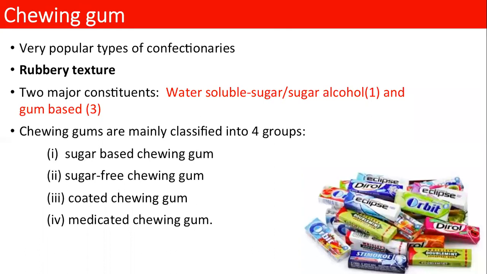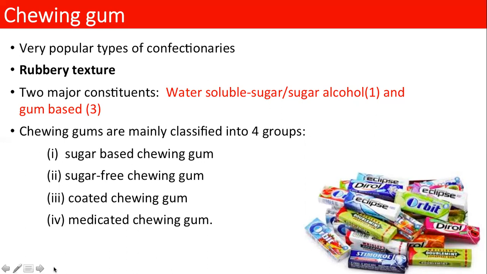Then another one, chewing gum. Chewing gums are also commonly available. You all have this experience, the texture, taste, and mouthfeel, all these things, right? Here we again have a rubbery texture, but in developing chewing gums we are using sugar, sugar alcohol, and gum base. Sugar is very important. If we are not going to use sugar, then we can use sugar alcohol, and gum base is very important, right?